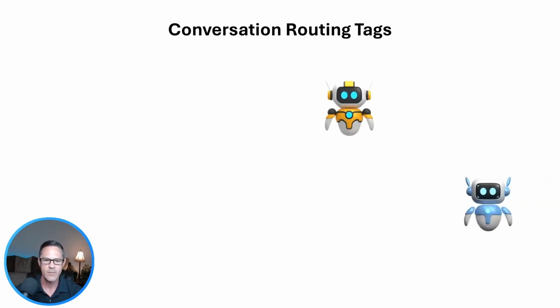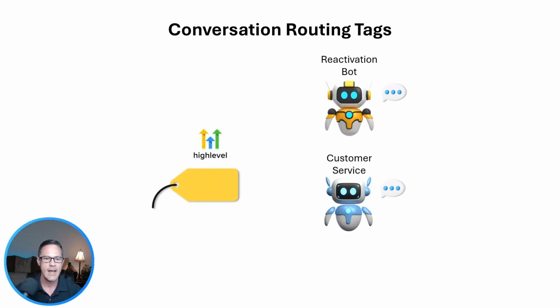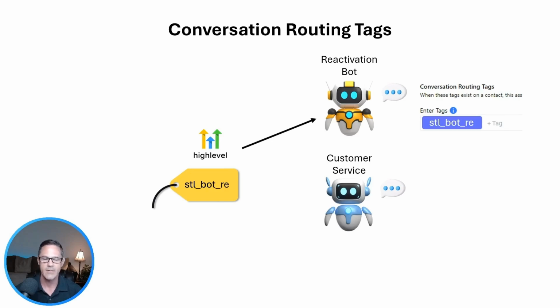Okay, let's say we have two different bots and they're on the same location as well as the same channel, which is SMS. The yellow one, you're running a reactivation campaign. And the blue one is your customer service bot that is running all the time. Let's say we have this lead, and within GoHighLevel, you can tag the contact record. The tag has to start with STL_bot_, and then whatever you want. In this example, we will use RE just for reactivation. And so within SpeedToLead, you would put the same tag within the conversation routing tags, STL_bot_RE. And when this lead sends a message, it will be routed to the reactivation bot. It's that simple.